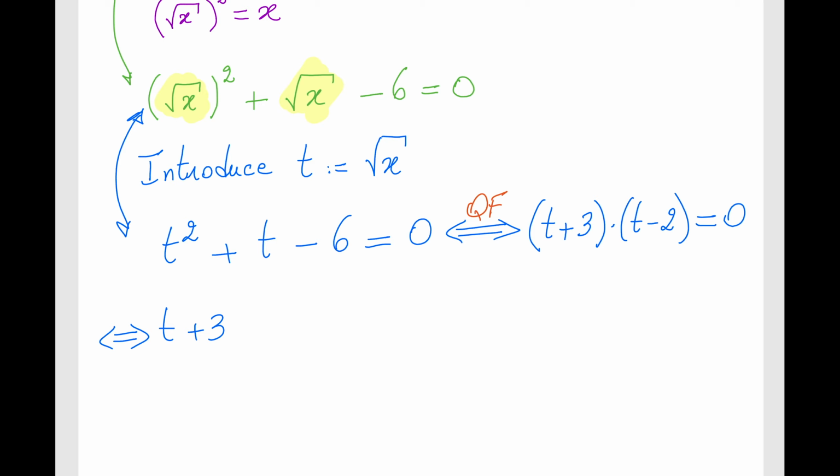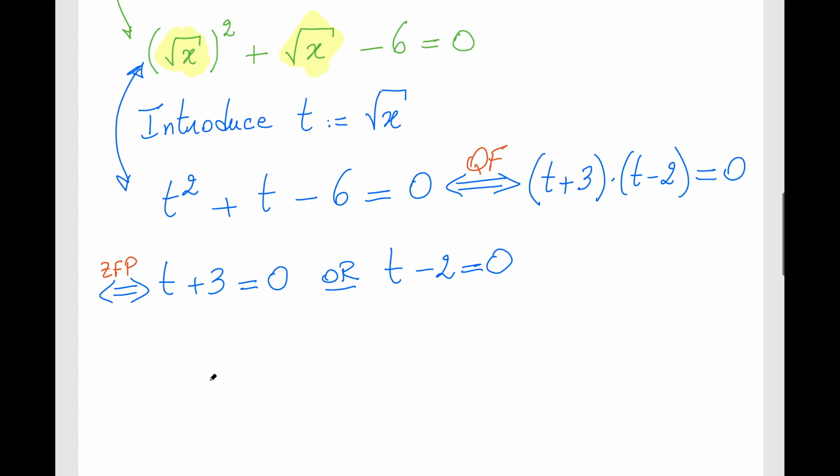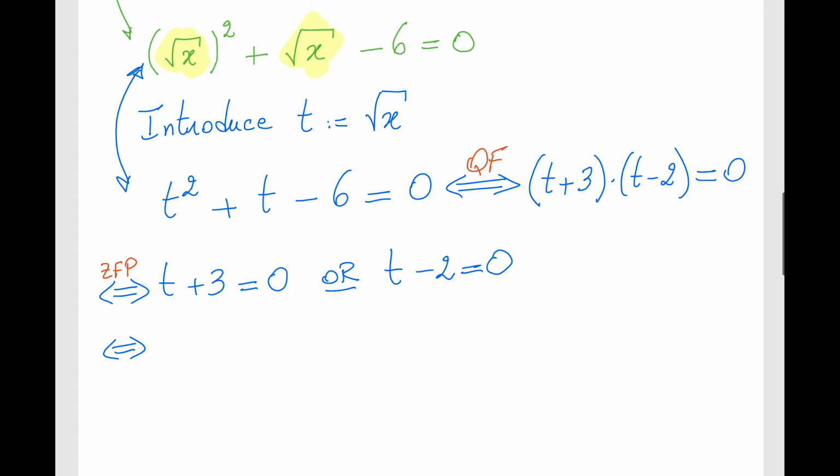All right, and this is the same as, by the zero factor property. Okay, let's do it anyway. Remember the zero factor property from the previous section? The product is 0 if and only if at least one of the factors is 0. All right, so t plus 3 is 0, or t minus 2 is equal to 0. And this is the same as t is equal to negative 3, or t is equal to 2.